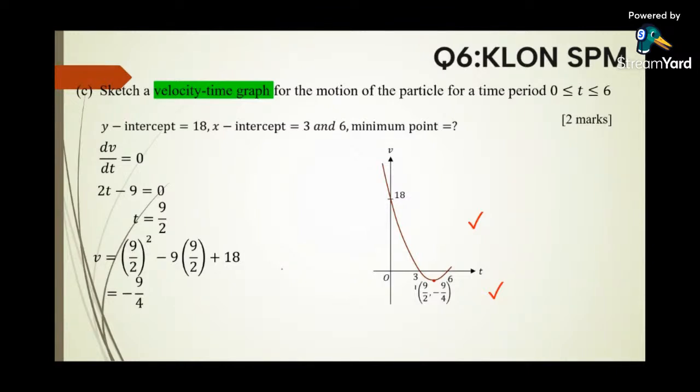Tu kena ada lah. So, you have to remember number 1, when you want to sketch a velocity time graph, kena write down where are the intercept. Y-intercept, X-intercept, pintasan Y, pintasan X. And then you have to find the minimum point. Okay, minimum point. 2 markah.